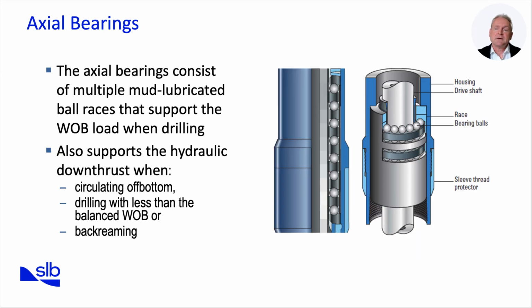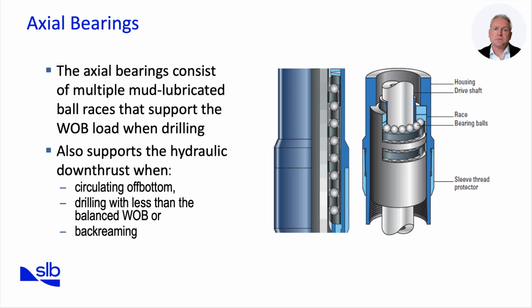Axial bearings carry the vertical loads imposed on the motor. These loads come from two sources: weight on bit, which pushes upward through the motor, and hydraulic downthrust created by fluid flow. To handle these forces, axial bearings are built with multiple ball races that distribute load across larger surface areas, reducing stress concentrations. During drilling, when weight on bit is applied, the axial bearings must resist upward thrust.